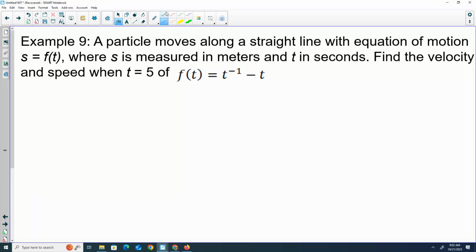So a particle moves along a straight line with equation of motion s equals f of t, where s is measured in meters and t is in seconds. Find the velocity and speed when t equals 5 of this problem. So t to the negative 1 is 1 over t, minus t. Velocity is asking me for a rate of change, so it's asking me for the derivative.